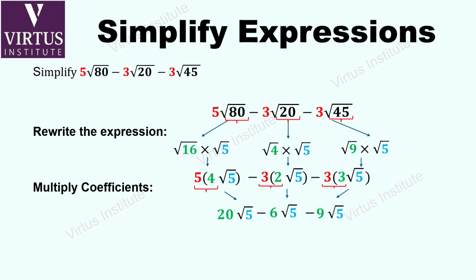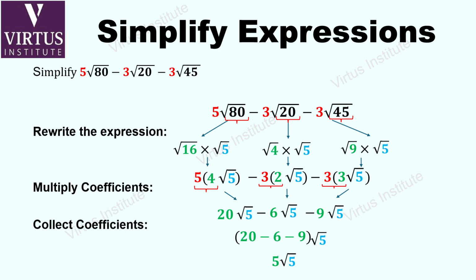Since all three surd terms contain root 5, we collect and combine the numbers in front of the surds. 20 minus 6 minus 9. So 20 root 5 minus 6 root 5 minus 9 root 5 simplifies to 5 root 5.